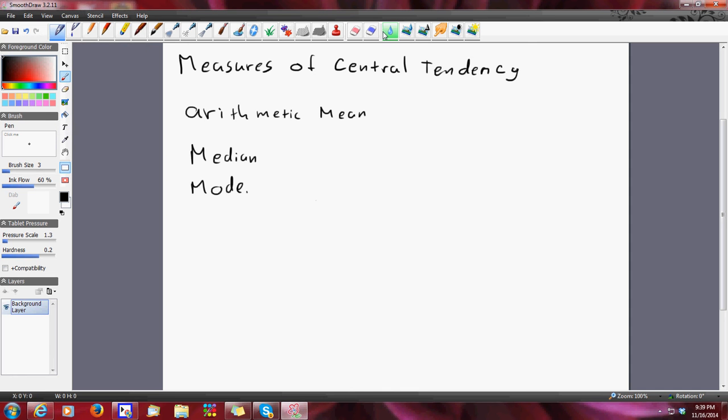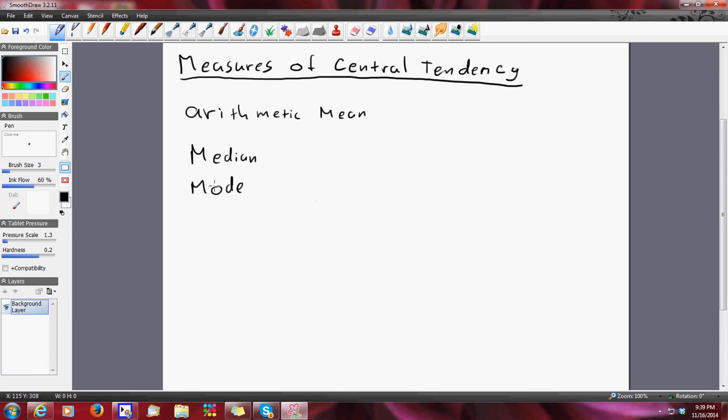So I'm going to do a video here on the measures of central tendency, and what that really means is when you gather data and organize it, it falls into different categories. Usually, I shouldn't say always, but usually your data can be organized in a way that you'll find it tends towards the center.